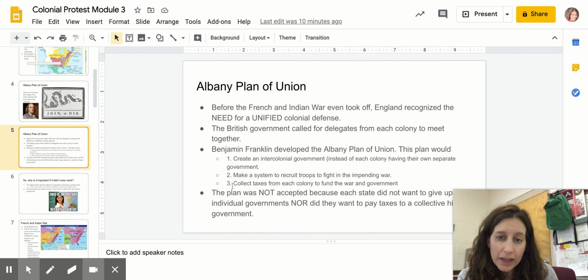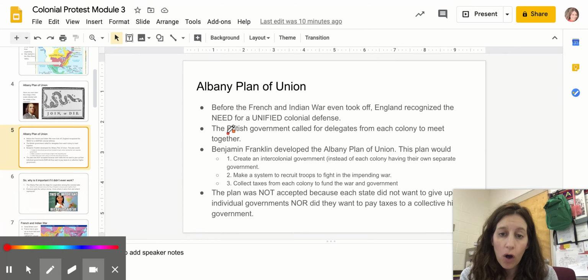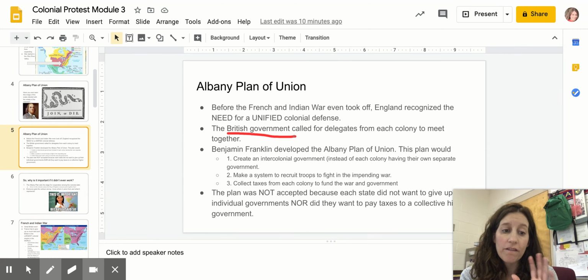Why the Albany Plan of Union is important is because it shows us that the British already knew that this was a very, very important war, the French and Indian War. And so they wanted delegates from every single colony to meet together to discuss how this war was going to be fought in the colonies.